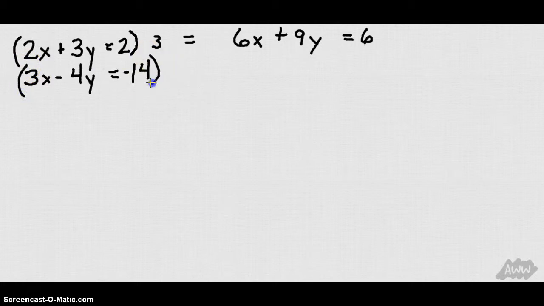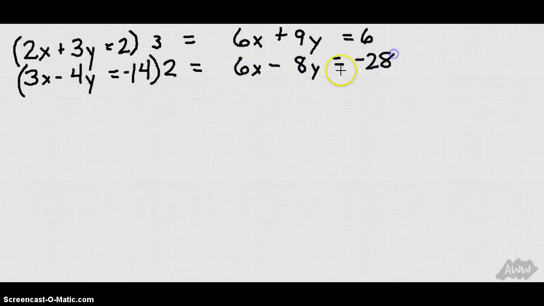I also want this x below to be 6, so I'm going to multiply this whole equation by 2. And I'm going to get 6x minus 8y equals negative 28. Now notice I have the same coefficient for my x variable, so it should be easy to cancel that out. To do that, I'm going to subtract. Last time we added, but this time we're going to subtract the bottom equation from the first, because 6x minus 6x is going to get rid of that x variable.